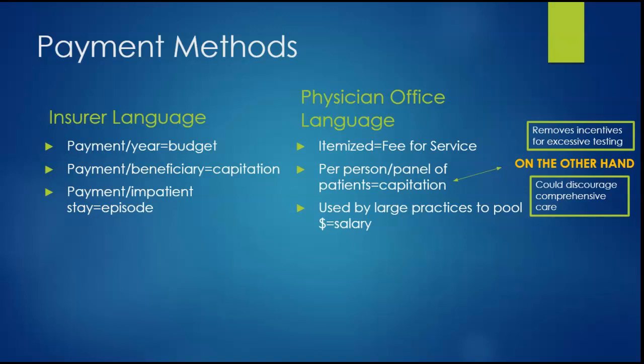So physician office language, on the other hand, would use words like itemize. So fee for service, they would itemize each individual service: x-rays, evaluation, diagnoses, etc. Capitation, again, is still a panel per person for the per person patients. And then a salary is used by larger practices to pool costs, but again, it would be similar to the payment per year, where we have a comprehensive care and comprehensive budget being used on an annual basis.